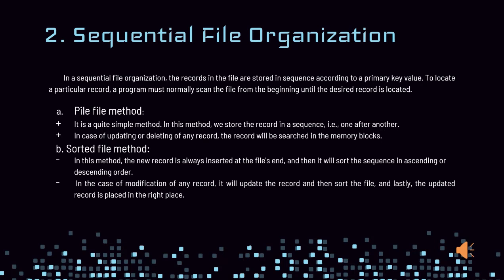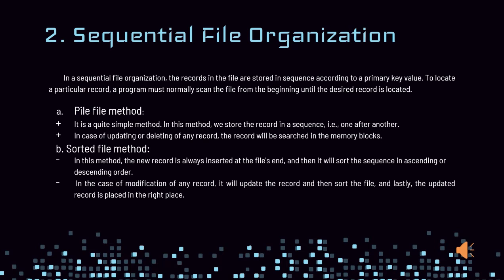The second one is sequential file organization. In a sequential file organization, the records in the file are stored in sequence according to a primary key value. To locate a particular record, a program must normally scan the file from the beginning until the desired record is located. This method is the easiest method of file organization. In this method, files are stored sequentially.